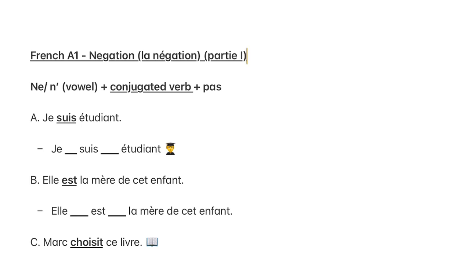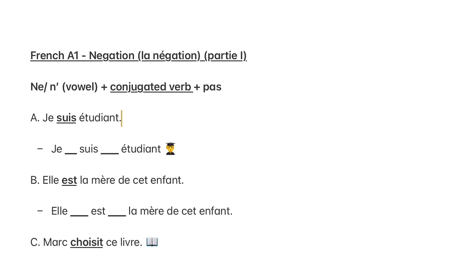When it comes to making a sentence negative, or in other words, to negate a sentence, especially in French, all we have to do is simply add ne before the conjugated verb and pas after the conjugated verb. To understand this better, let's have a look at the first sentence.